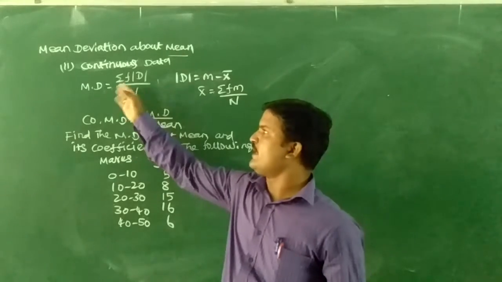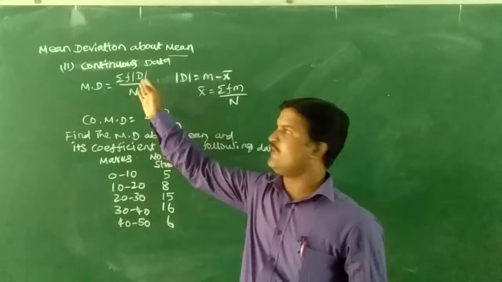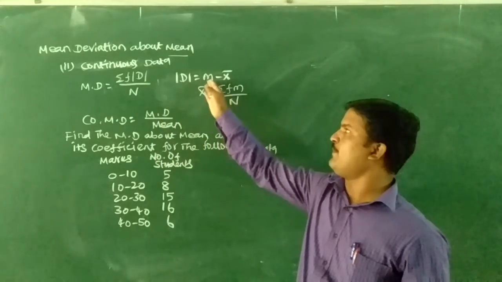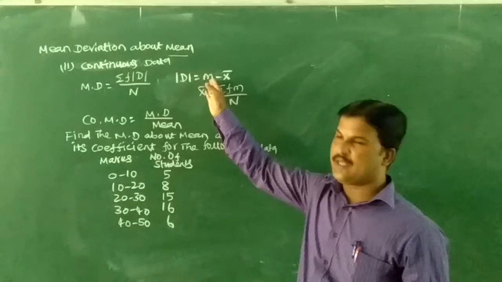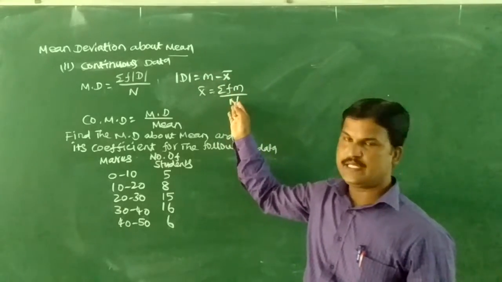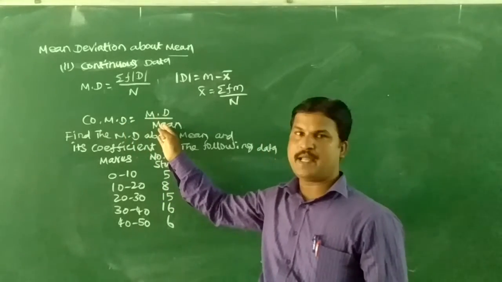So this is the mean deviation formula. Mean deviation equals summation f into modulus of d divided by capital N. Modulus of d equals m minus x bar, where m equals midpoints, and x bar equals summation fm divided by n. So this is the coefficient of mean deviation: mean deviation divided by mean.